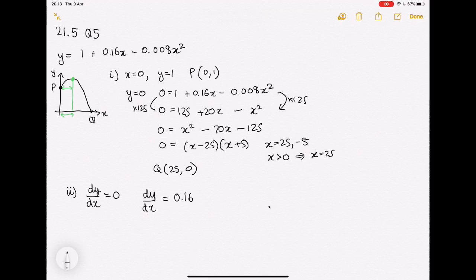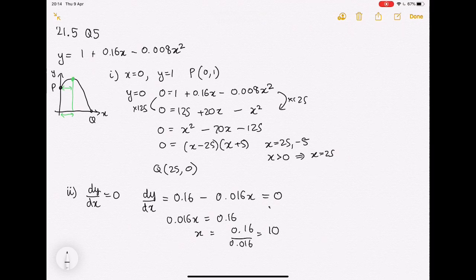If we differentiate with respect to x, we get dy/dx equals 0.16 minus 2 lots of this, so 0.016x. We know that at the stationary point this is equal to 0, so 0.016x equals 0.16, so x is 0.16 divided by 0.016, which is 10.